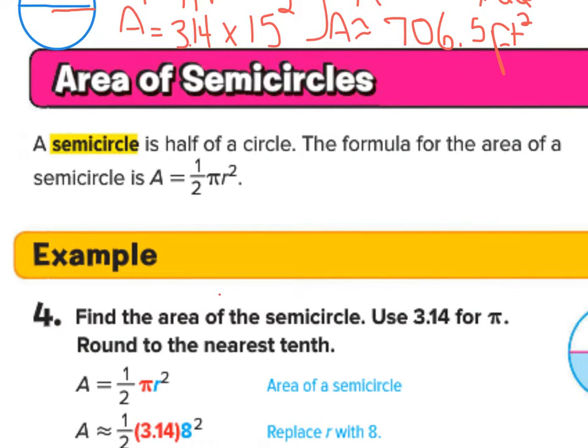And now we come to the word semicircle. Semi means half a circle. Okay, this makes it a half a circle. Semicircle is half a circle. A semicircle is half a circle.